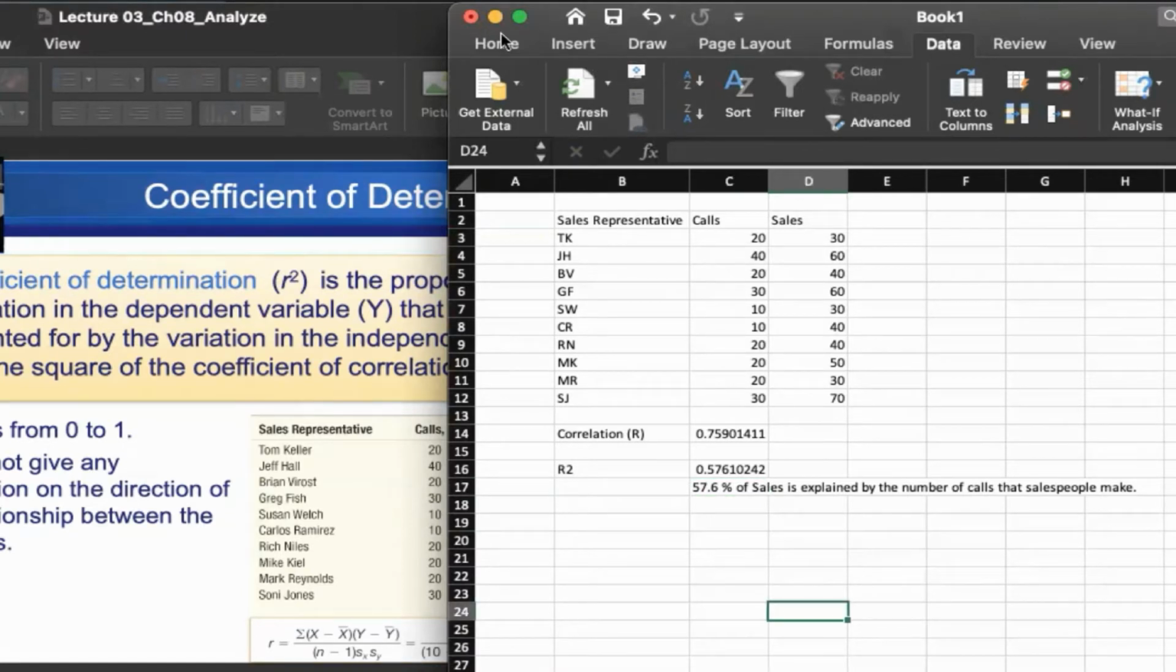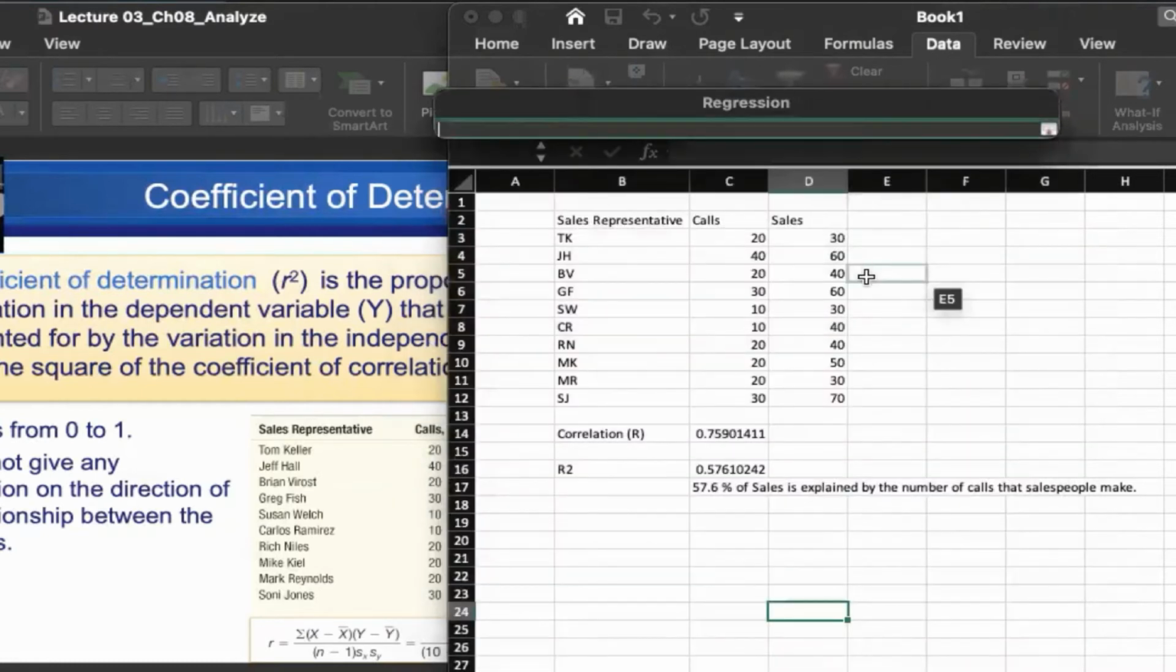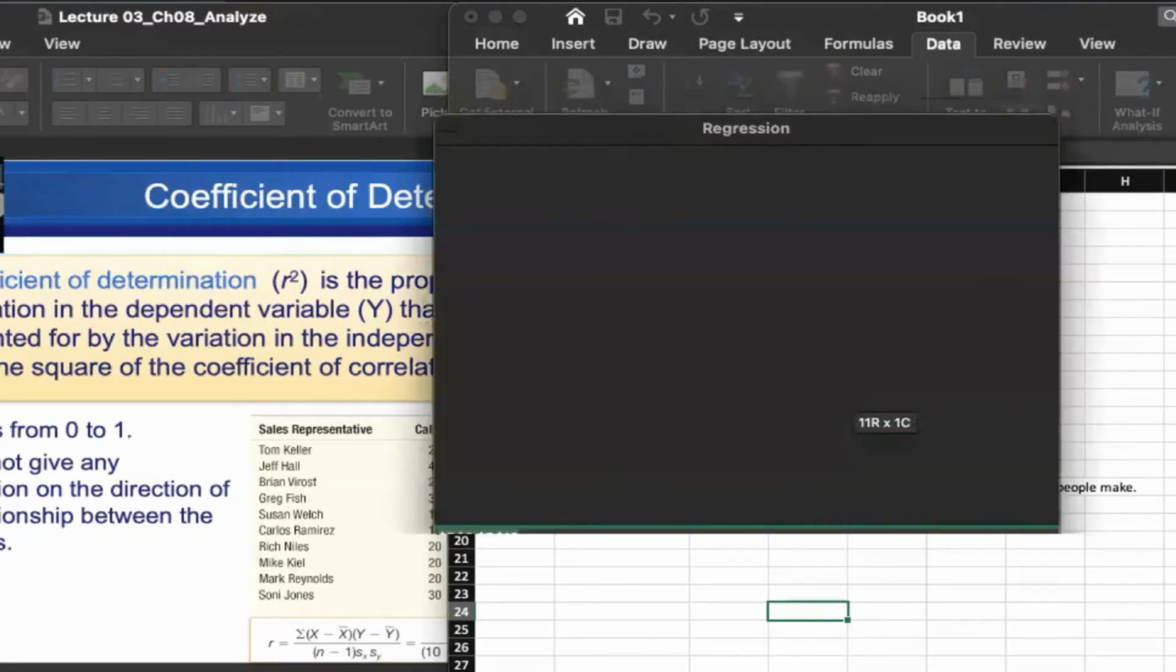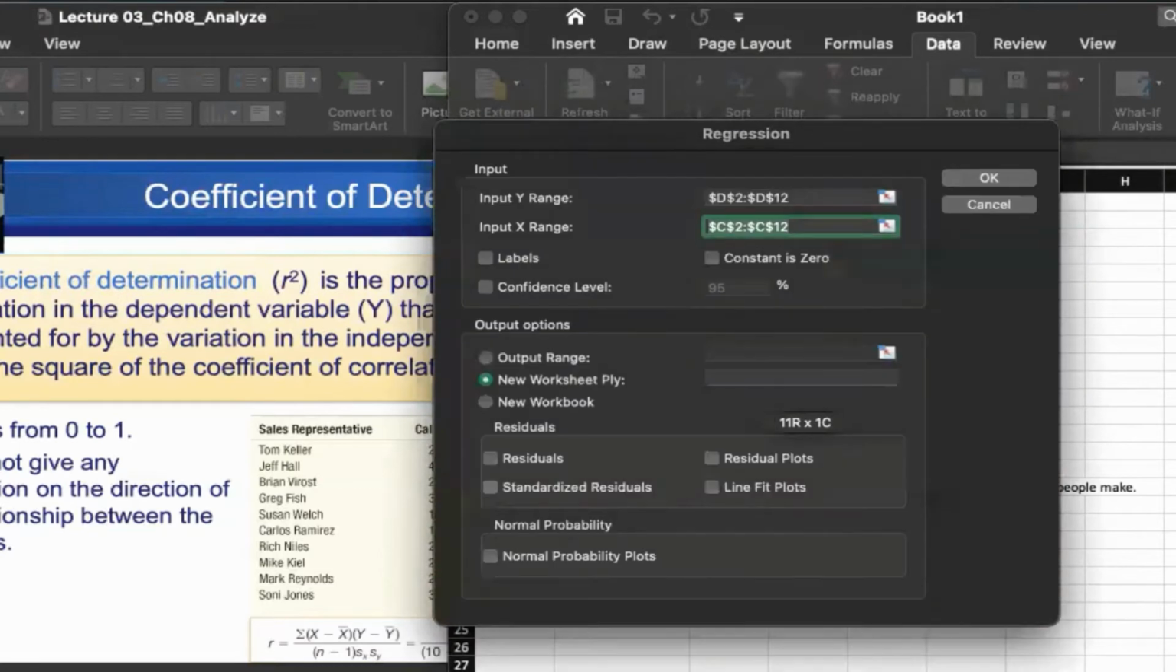Under Data, you have Data Analysis. If you are using Excel on a Mac, it should be the same. So under Data Analysis, there are a few things that you can choose. I'm going to choose Regression. Click OK, and then input the Y range. Y range is sales, so I'm going to include the sales there, and then the X range is number of calls. And I say labels are included, so I'm going to check Labels, and I'm going to have the result on a new worksheet. Right now I'm not concerned about the other options, so I'm not going to cover them. So click OK.